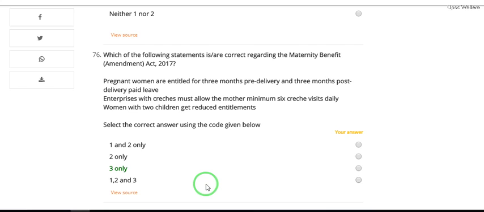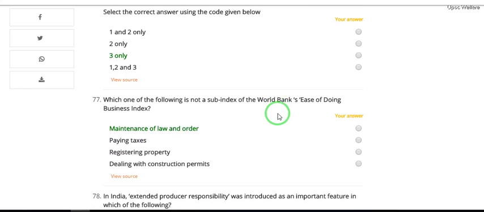So if A and B are eliminated, especially 2, then definitely only one is correct, and credit goes to the 3 option only. Why is it so? Because it's an easy question. The 3 option is easy to choose. The women with 2 children get reduced entitlement, of course. So it's going to be correct. So 3 will be the correct answer.